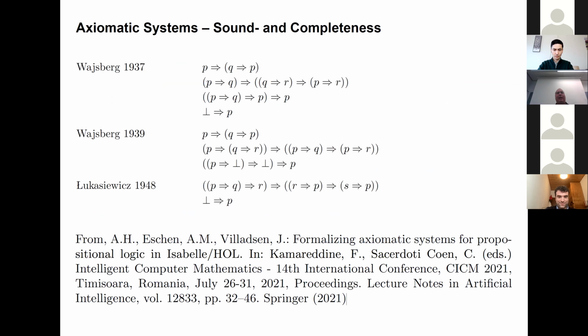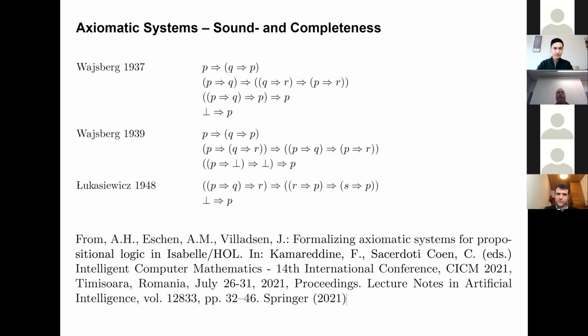Just to say, on the axiomatic systems, we have soundness and completeness for propositional logic and also for first-order logic. But here are some of the axiomatic systems where the students can work in Isabelle and see how to prove the soundness and completeness of these proof systems. This is in a paper that came out recently with my PhD student Asta Halkjær From and my master student on a session.